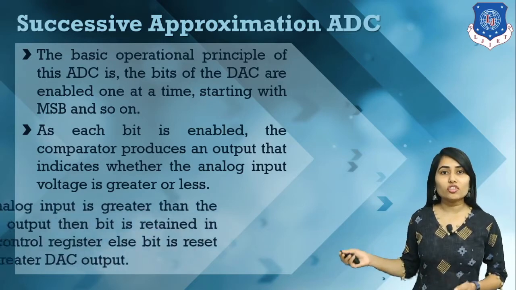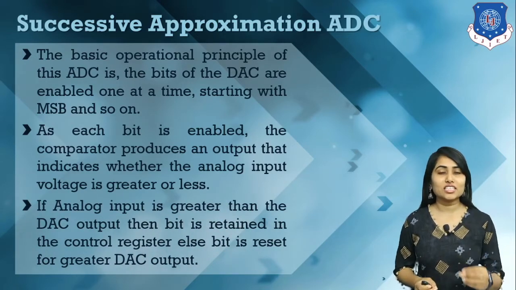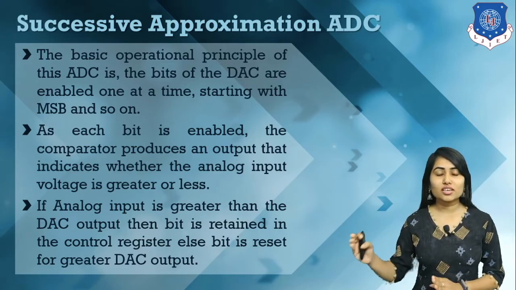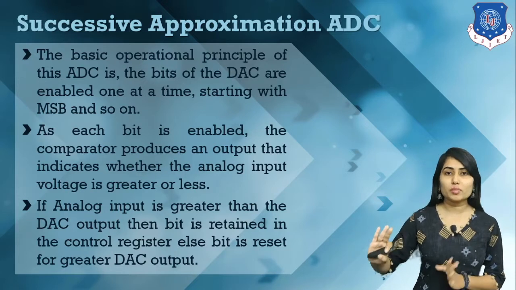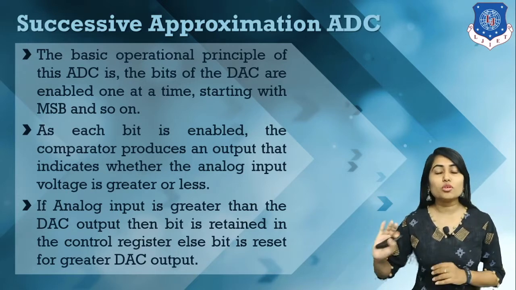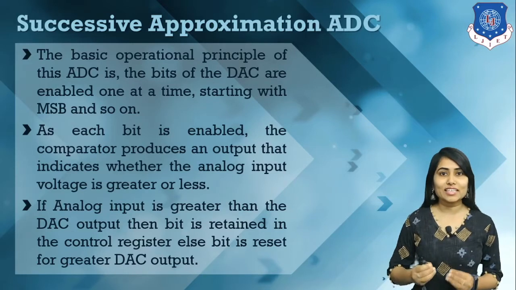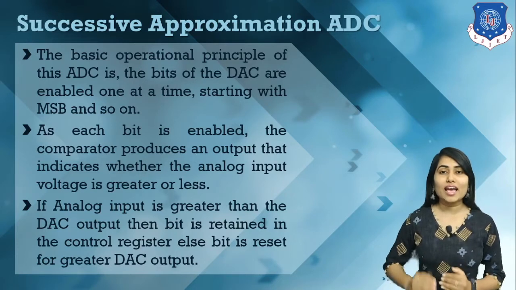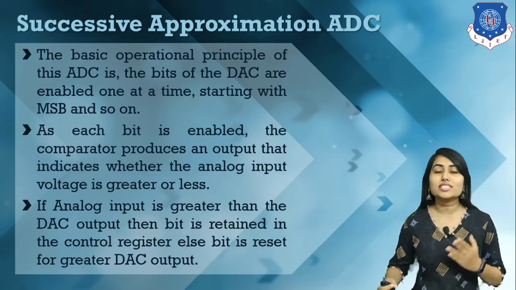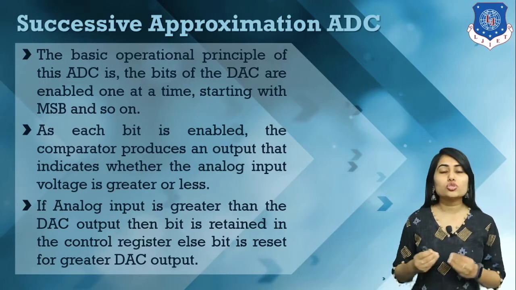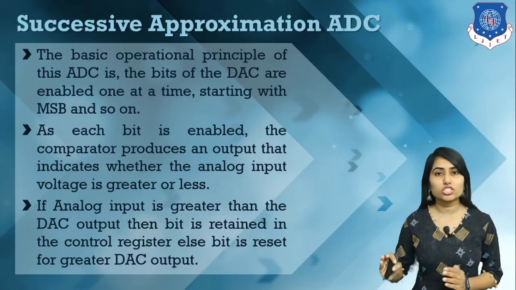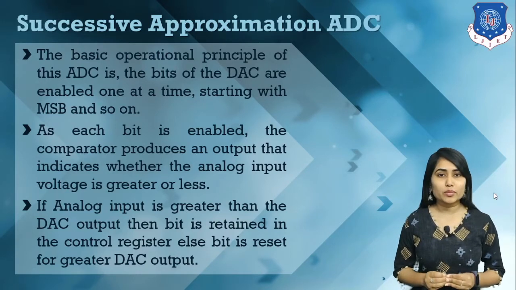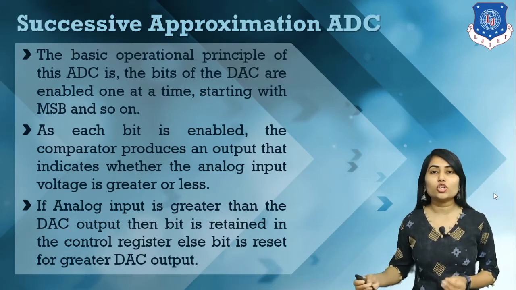If the input voltage is greater than the DAC output, the bit in our control logic circuit is retained, that means that bit remains the same. If the DAC has a greater voltage as compared to our input voltage, the bit is reset in the control logic circuit. So this is the basic principle of the successive approximation analog to digital converter.